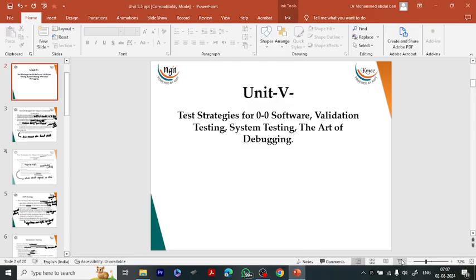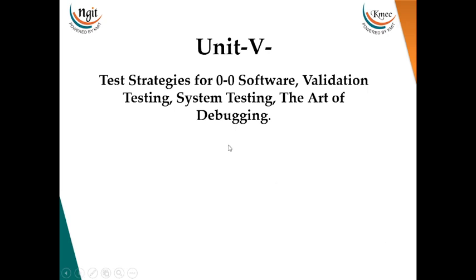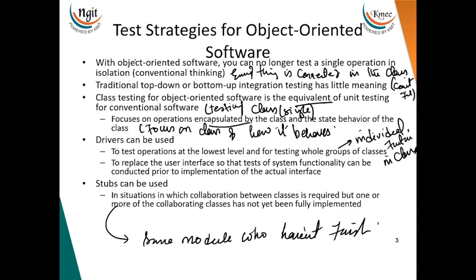In this video, we are going to see test strategies of object-oriented software, validation testing, system testing, and the art of debugging. This is part of Unit 5, which we are going to discuss today. Let me start with this one: testing strategy of object-oriented software.